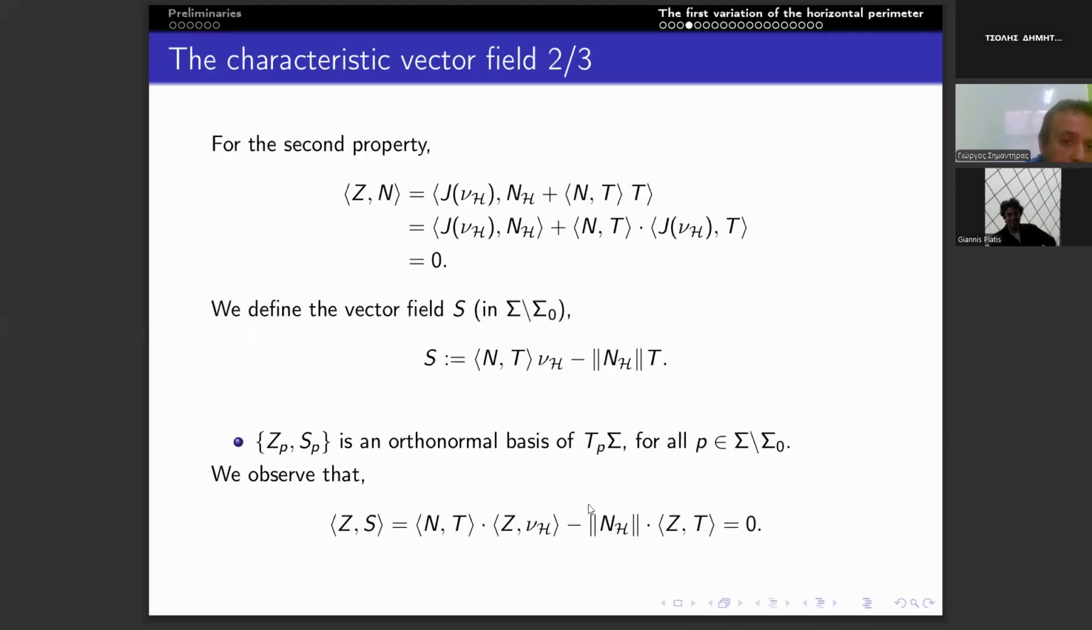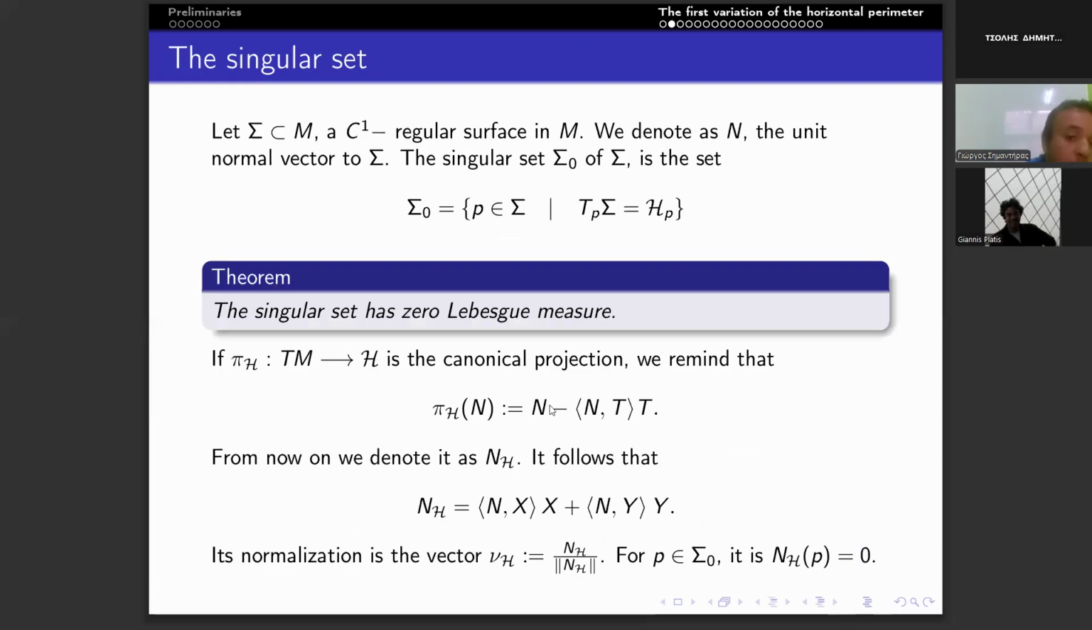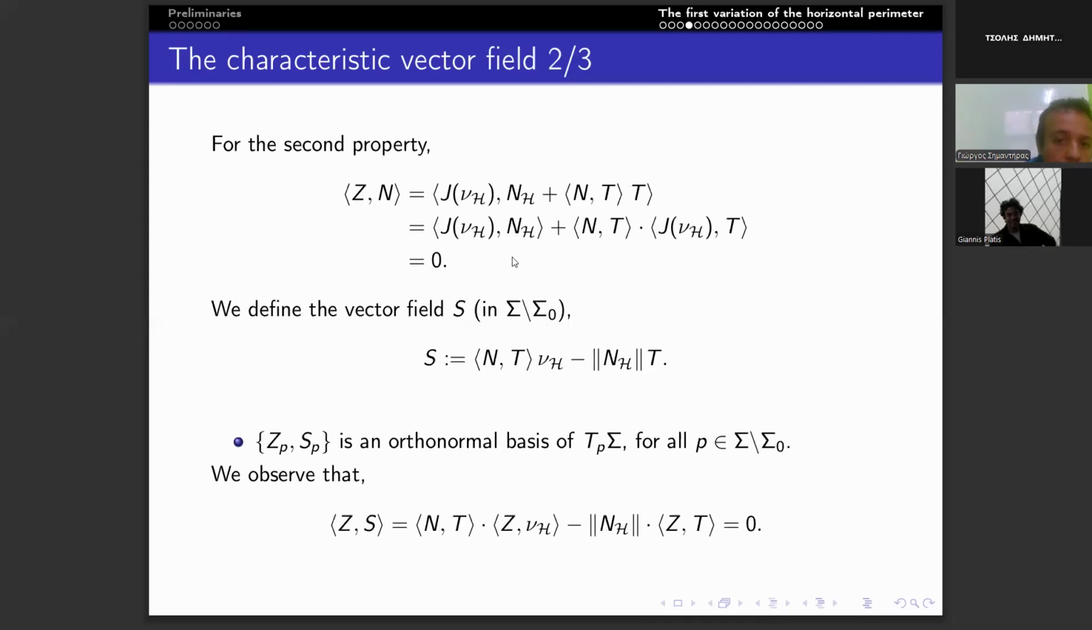Now, for the second property, in order to prove that zeta is also a tangent vector, we use the decomposition of n via this formula. So n is n_h plus the transverse direction. Using the properties of the scalar product, we can see that this term vanishes because we have a rotation of this direction by 90 degrees. And this term vanishes because T is a Riemann vector field and this one is horizontal.